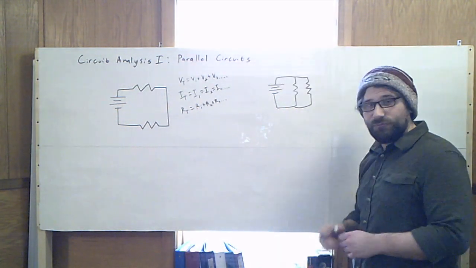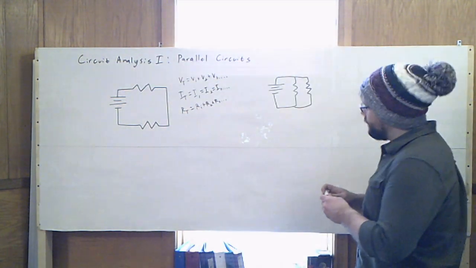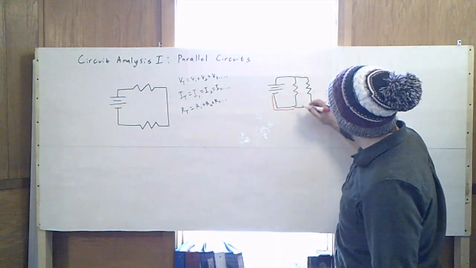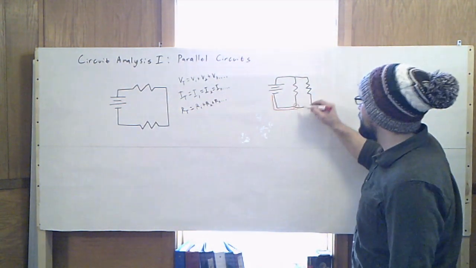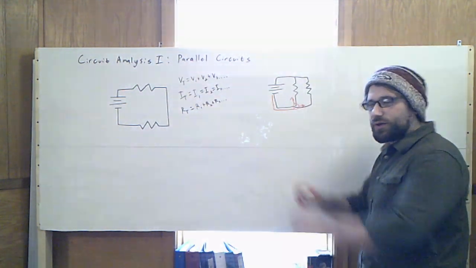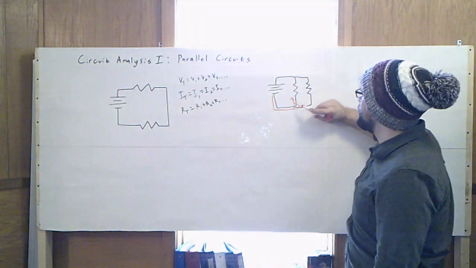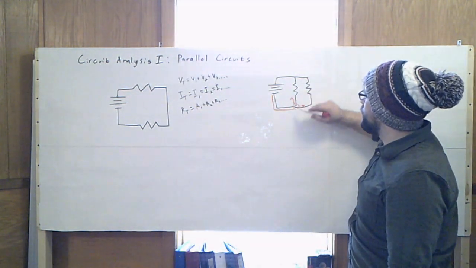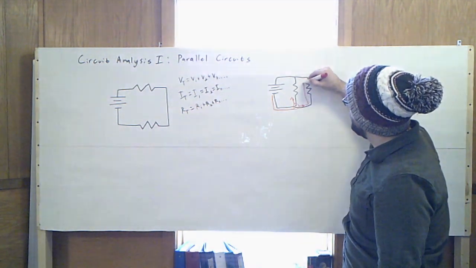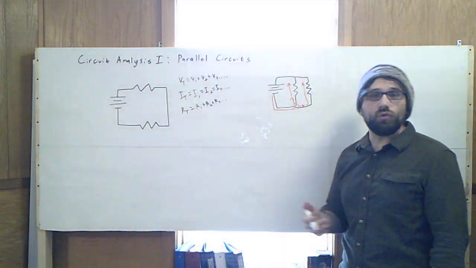So if the current wants to flow, if the electrons want to flow through here, they're going to flow out of this, and then when they hit this junction right here, they're going to go in both directions at the same time. So they're going to split up. It's like Scooby-Doo and the gang, splitting up to go solve a mystery. Fred goes one way, Shaggy goes the other. So, as this current flows through here, we're going to get some different rules.